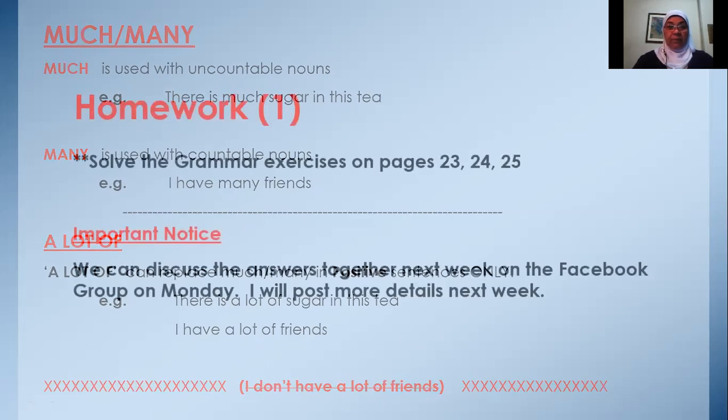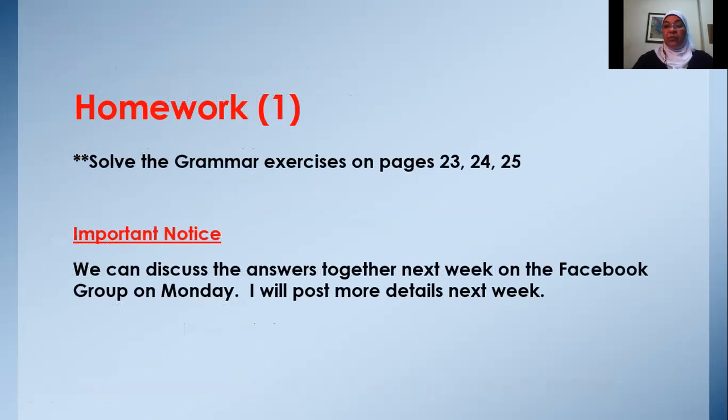Okay? So your first homework here is to solve the grammar exercises on pages 23, 24, and 25. And please, on the left hand side of the exercise sheet, there are examples. Read the examples and then start solving the exercises.